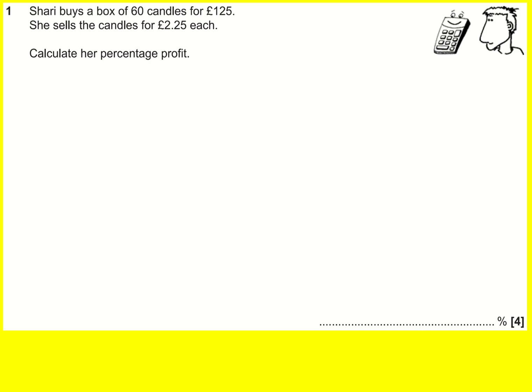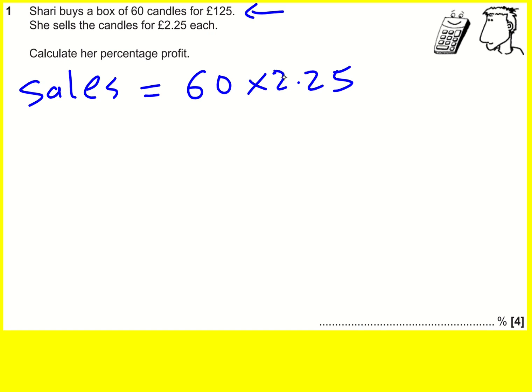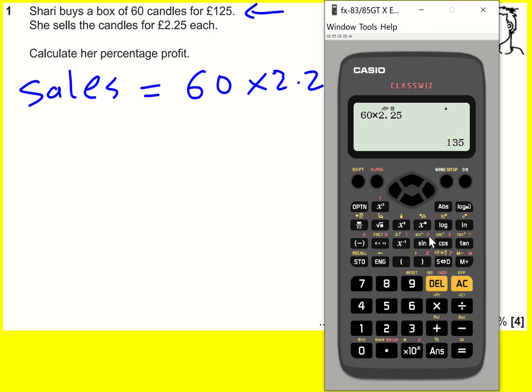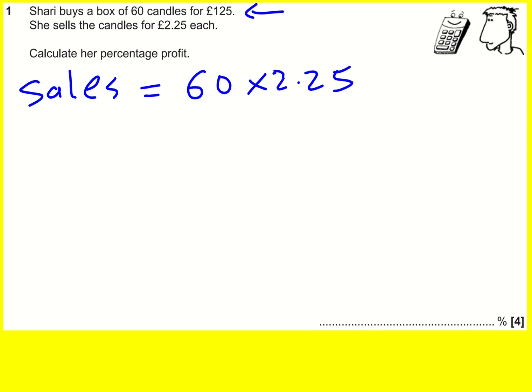So Sherry buys a box of 60 candles for £125. She sells them for £2.25 each. If we want to work out her profit, we're first going to need to work out her sales. So we've sort of worked out her expenditure. Her sales is going to be 60 times 2.25. And this is a calculator paper, so I can put it in my calculator. I've done this already. I get 135.